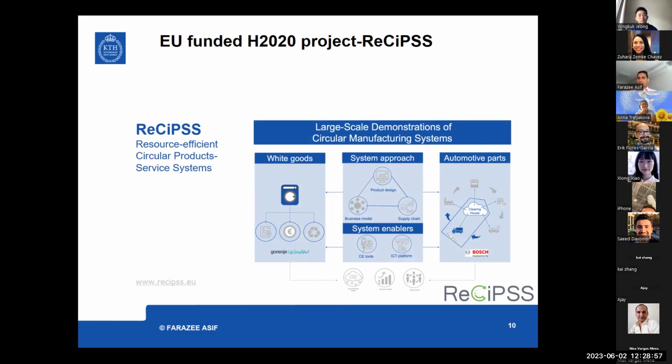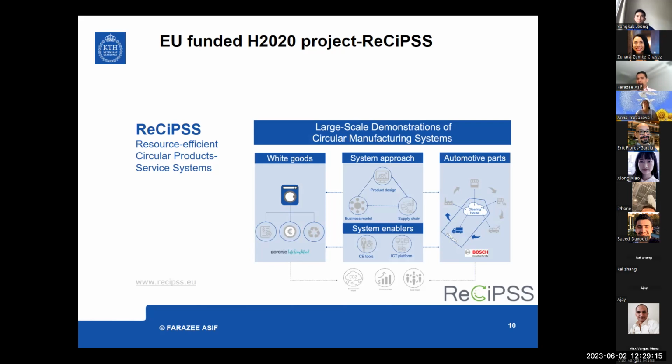So soon this will be published on the European Union Commission's website as a success story. And the project is about demonstrating implementation of circular manufacturing systems using 2 cases. One is white goods and the other one is automotive parts. So I will focus today only on the white goods example.